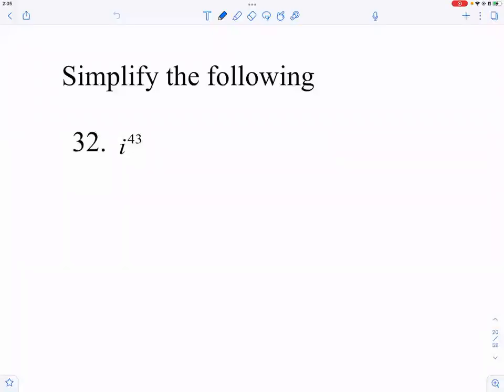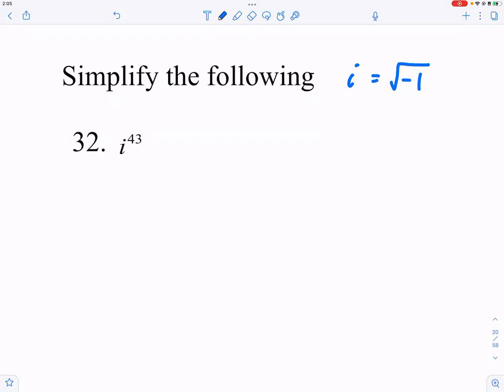All right, so for question 32, we are looking at i to the 43rd power. So key thing to keep in mind, it's i, it's not just a random letter. i actually means something. i means the square root of -1. And for the next couple of questions, we will also look at the letter i.